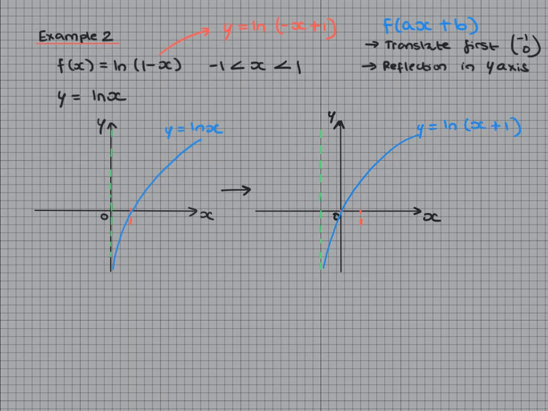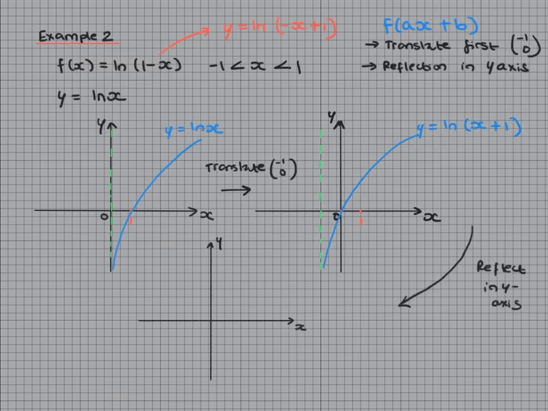And the last step, of course, is to reflect this in the y-axis. So now, if we're reflecting in the y-axis, everything is mirrored. So I want to put in this line here to help guide with the asymptote. And the graph will still pass through the origin like this, but of course it will be in the other direction. A little bit trickier to draw this. So it will look a little bit like that. So this is the graph of y equals ln(1 - x), or ln(-x + 1).